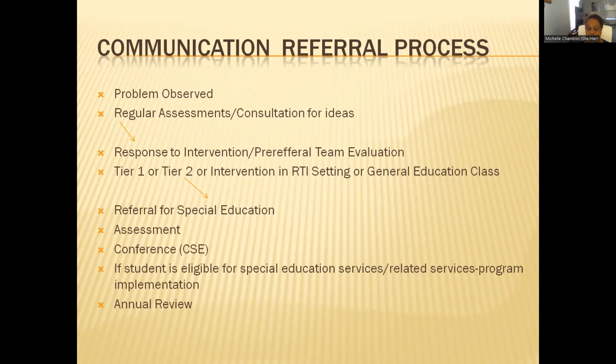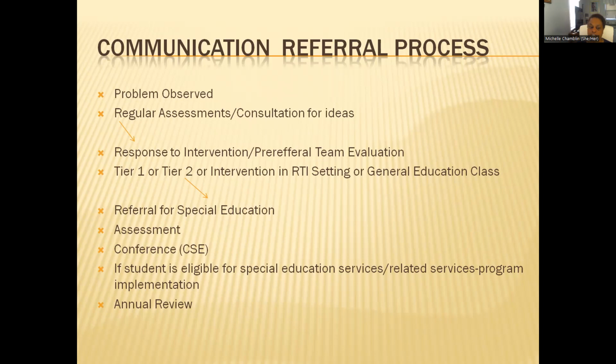So in the referral process, after the student is referred, then we do the different individualized assessments for the student. And those assessments are usually around what we call either adaptive measures or intelligence tests. Then we do academic achievement tests.